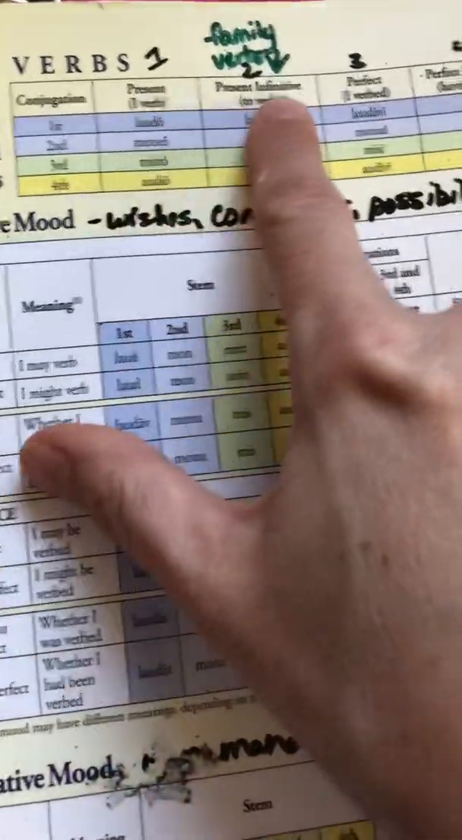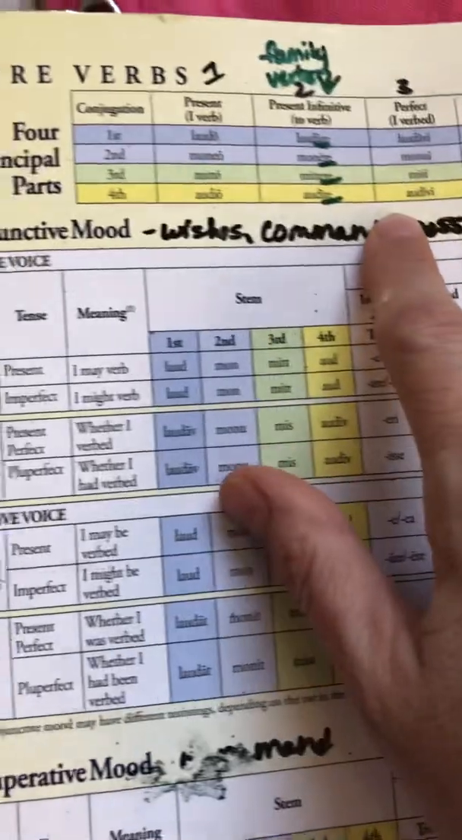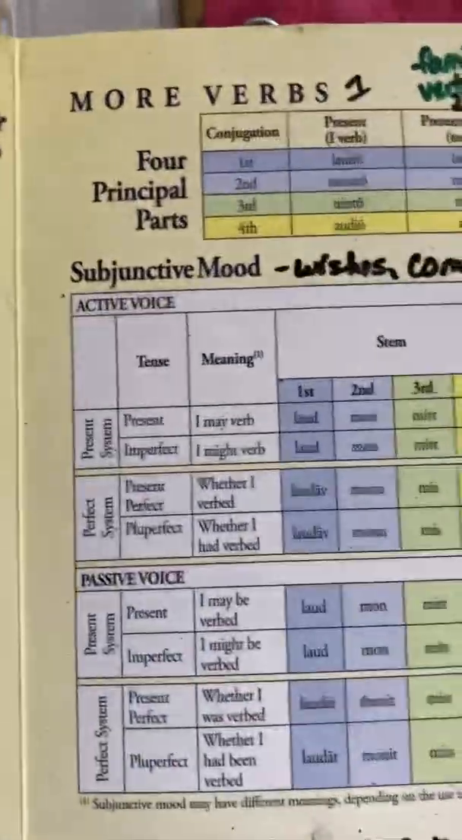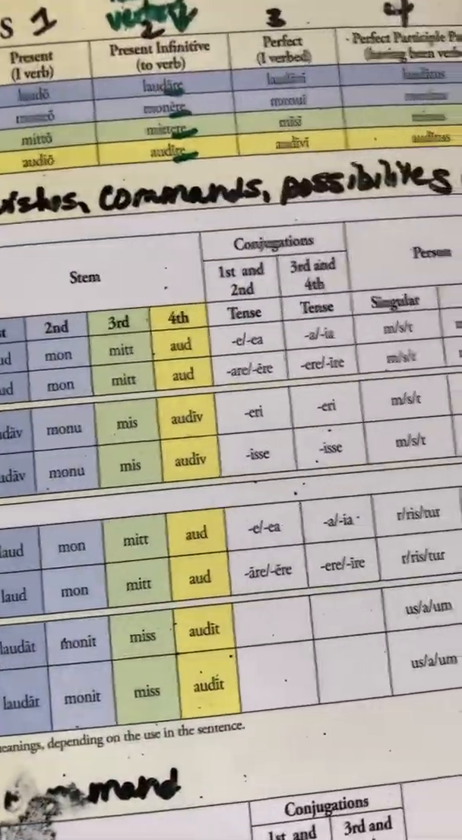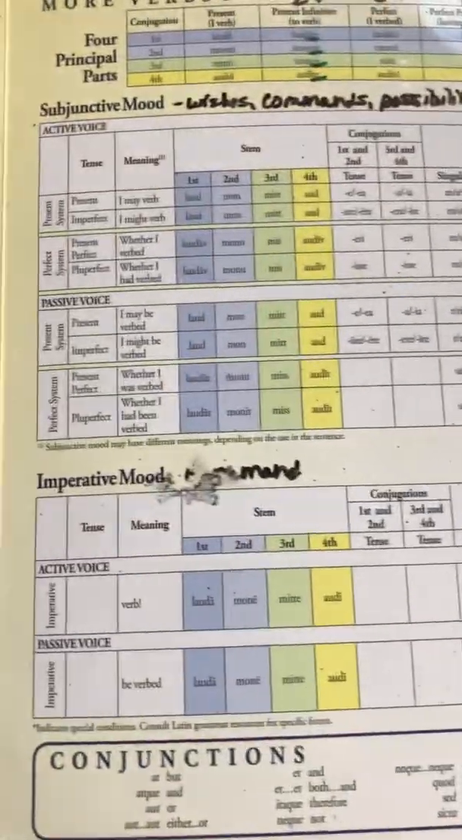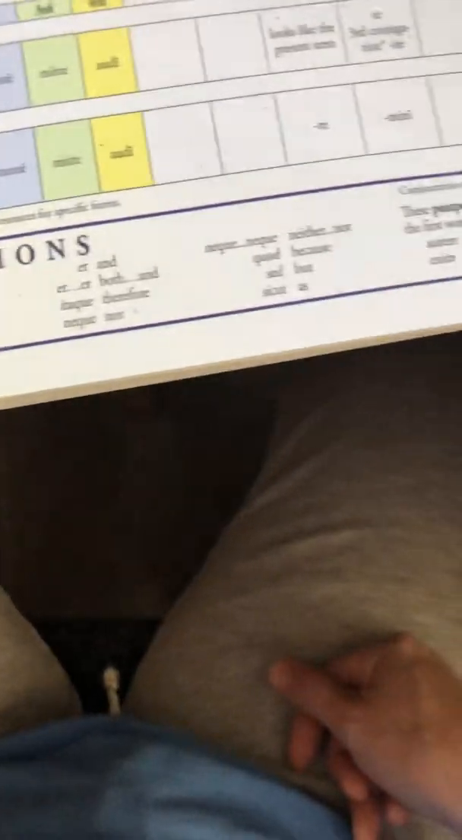I love this because it gives the English translation for the verb when we're actually using it, gives our endings, so we can see those in all 4 principal parts. Then here we have our subjunctive mood and our imperative mood. And then down here we have conjunctions.